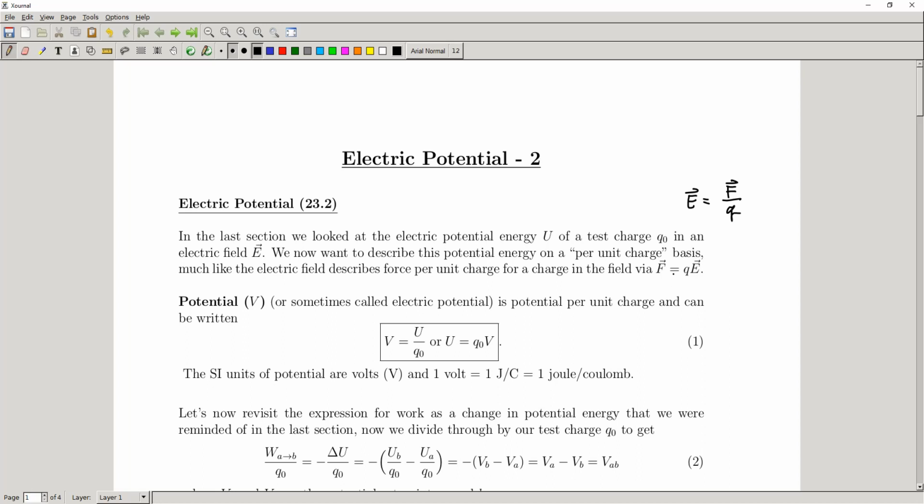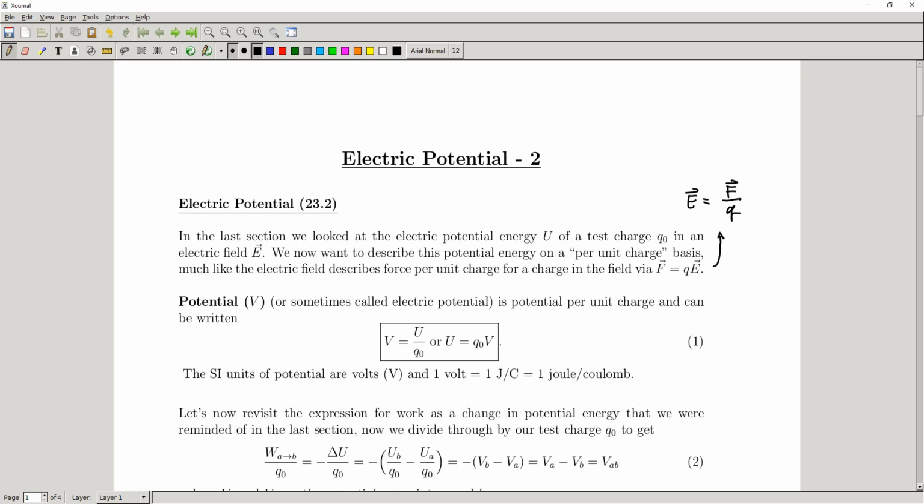And so that's a similar idea to what we're going to try now, but in this case we're going to be looking at electric potential energy on a per unit charge basis. Okay. So the potential, which we give the symbol V, or sometimes call the electric potential, is our potential energy per unit charge, and it can be written as the equation that we see here. Maybe I'll leave this in for the notes.